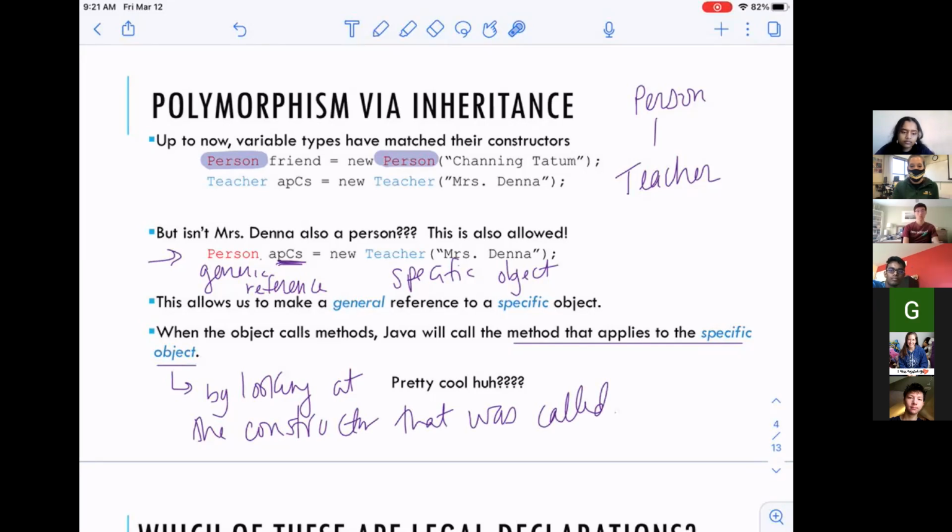So in this first example, I can tell that I built a person object and stored the reference in a person variable. Here I can tell I built a teacher object and stored it in a teacher variable. Here I can tell I built a teacher object and stored the reference in a person variable. Any questions so far?